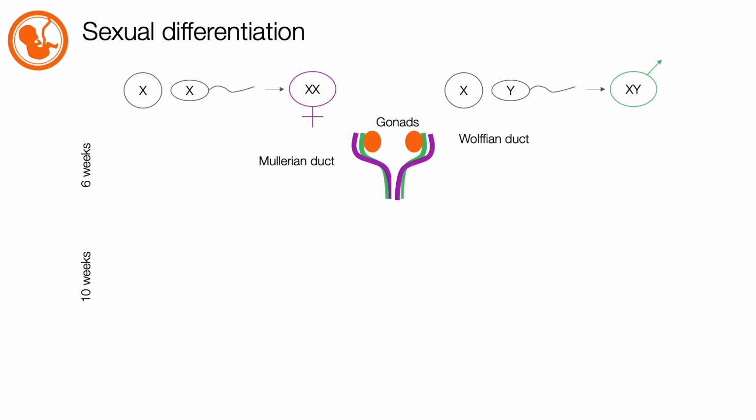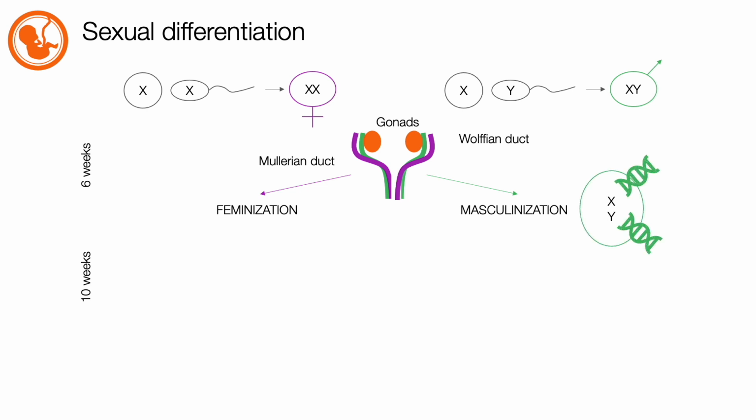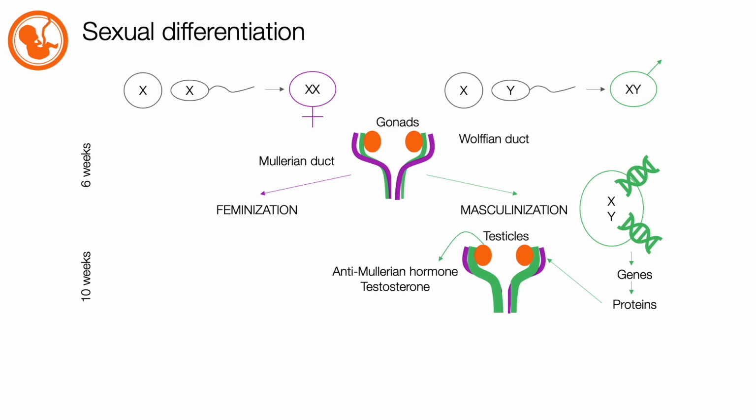At 10 weeks, sexual differentiation begins, that is, feminization and masculinization. Embryos that have the Y chromosome begin to express genes and synthesize proteins encoded on this chromosome, which have an effect on the development of the reproductive system, inducing the differentiation of the gonads into testicles. The testicles produce anti-Mullerian hormone that blocks the development of the Mullerian duct, and testosterone that stimulates the maturation of the Wolffian duct and later the development of the male reproductive system.